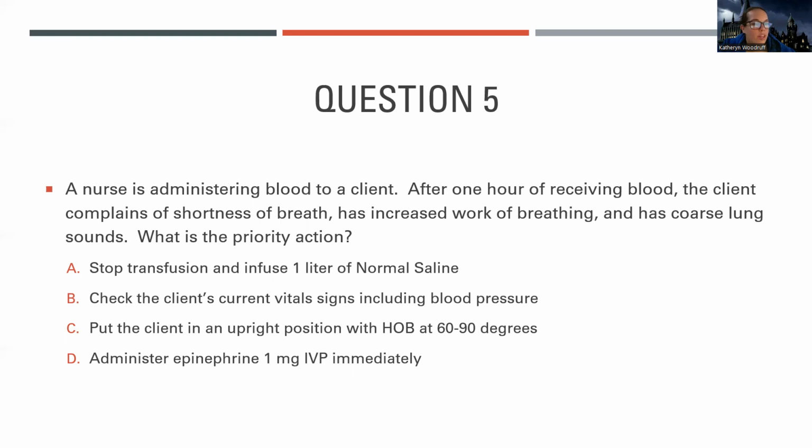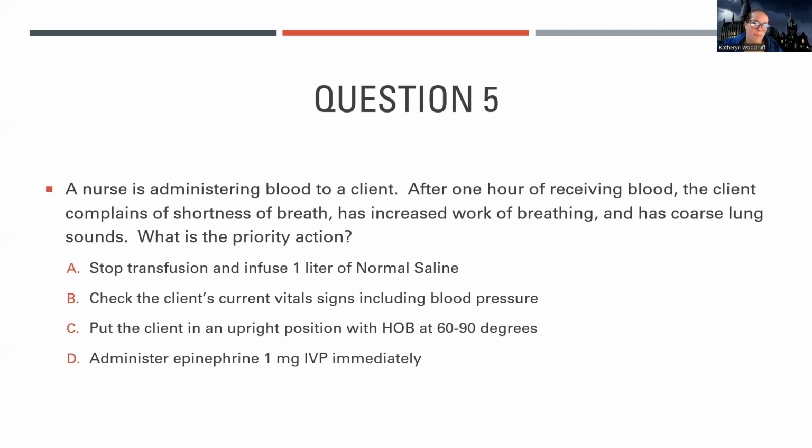The next one says, check the client's current vital signs, including blood pressure. I definitely want to do that. I want to see what their blood pressure is. I don't know if it's what I want to do first, but let's take a pause and keep going on to the next one. Put the client in an upright position with head of bed at 60 to 90 degrees. If they're having trouble breathing and they have wet lung sounds, I bet sitting up would definitely help. And that's something I can do quick and maybe one of the first things I can do. So now I'm between B and C, but let's look at D.